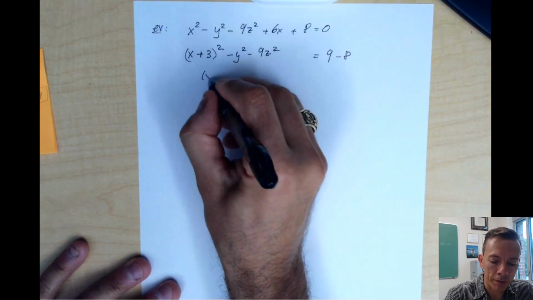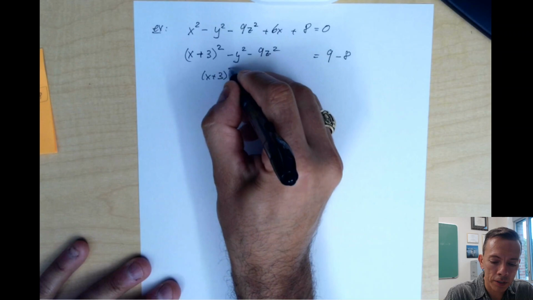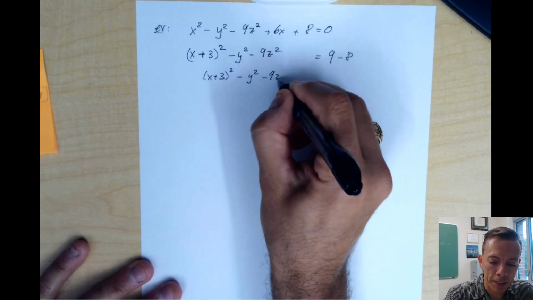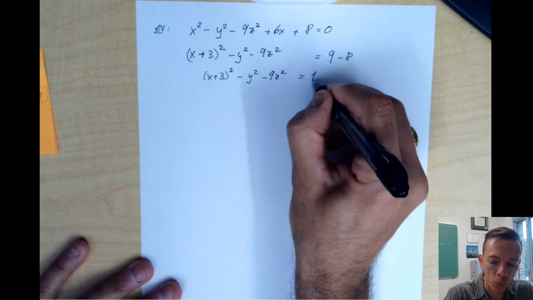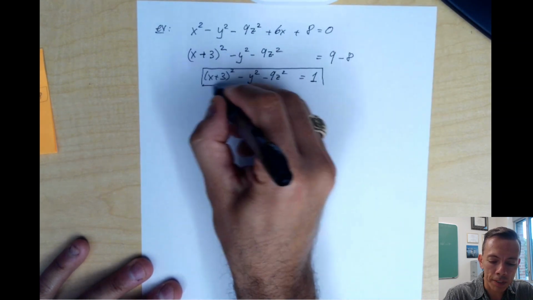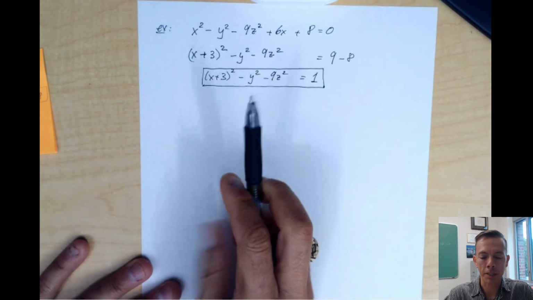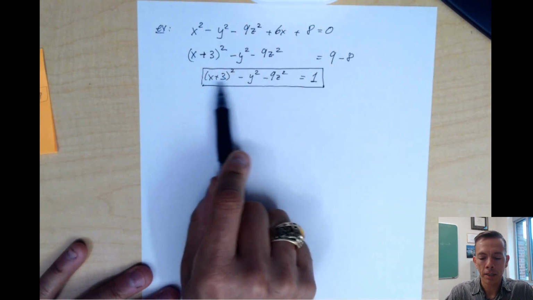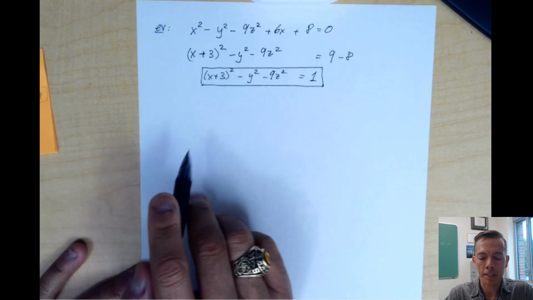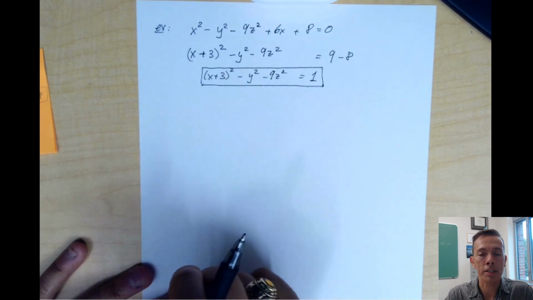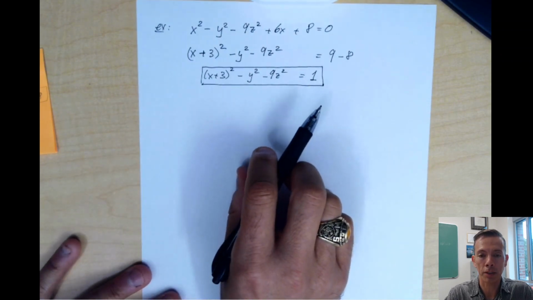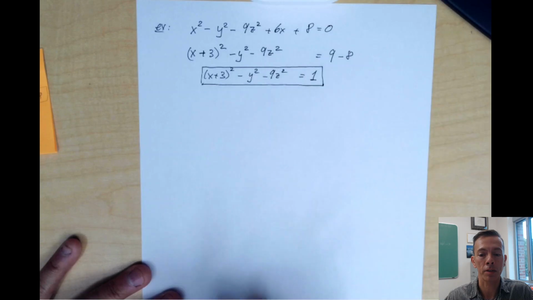So you see we have x plus 3 squared minus y squared minus 9z squared equals 1. This is a translated quadric, because the x quadratic term can be canceled out by setting x equals -3 instead of x equals 0. So this surface is just translated by 3 units on the negative side of the x-axis.